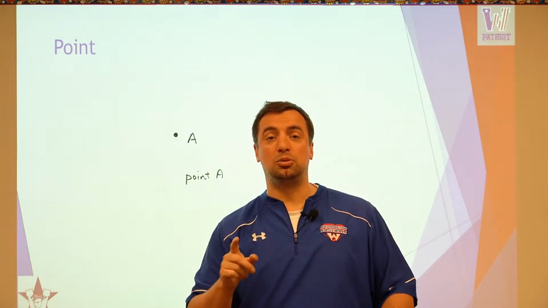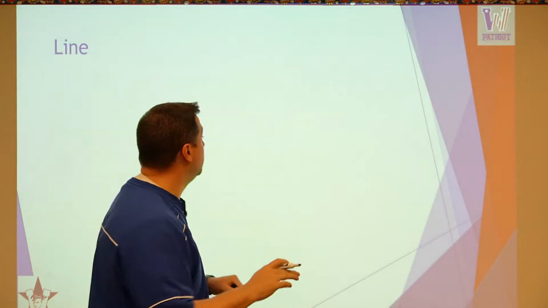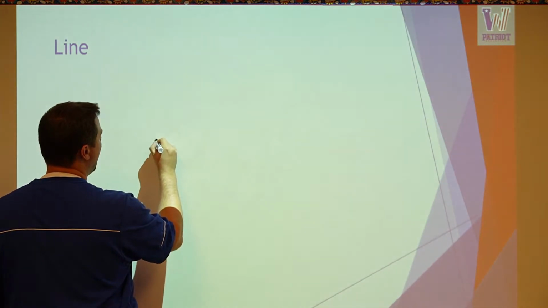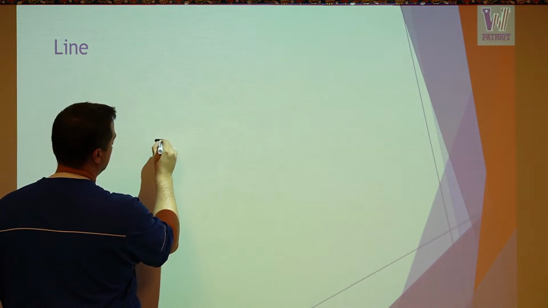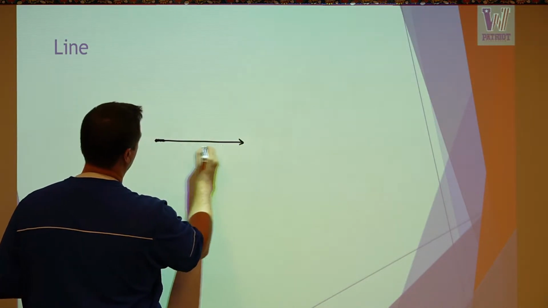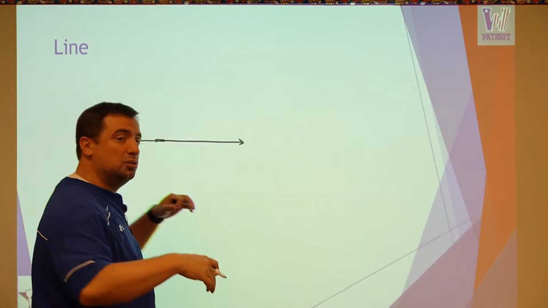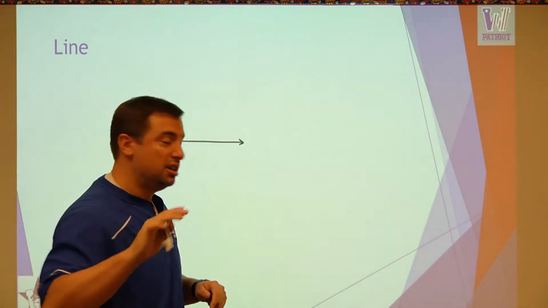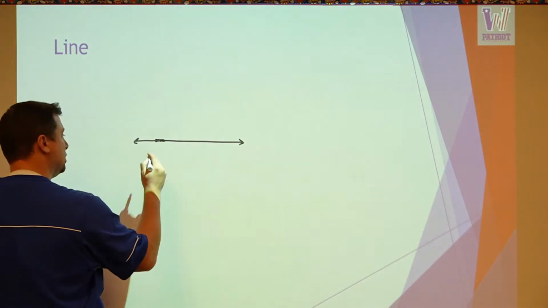Now let's take a look at what happens when we put lots of points together. Let's see what we get. All right, here we go. Now when we put lots of points together, in fact, when we put an infinite number of points together, we actually form what we call a line. A line is a string of infinite points going in opposite directions, okay? We show that line with arrows. Those arrows mean it keeps going on and on forever. Now, a line still has no thickness, has no width, but it keeps going on and on forever.